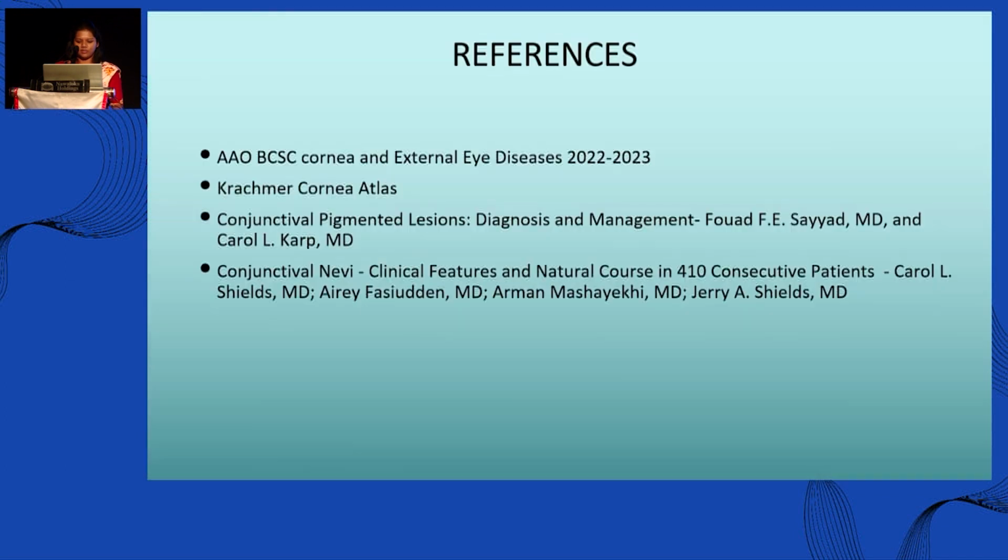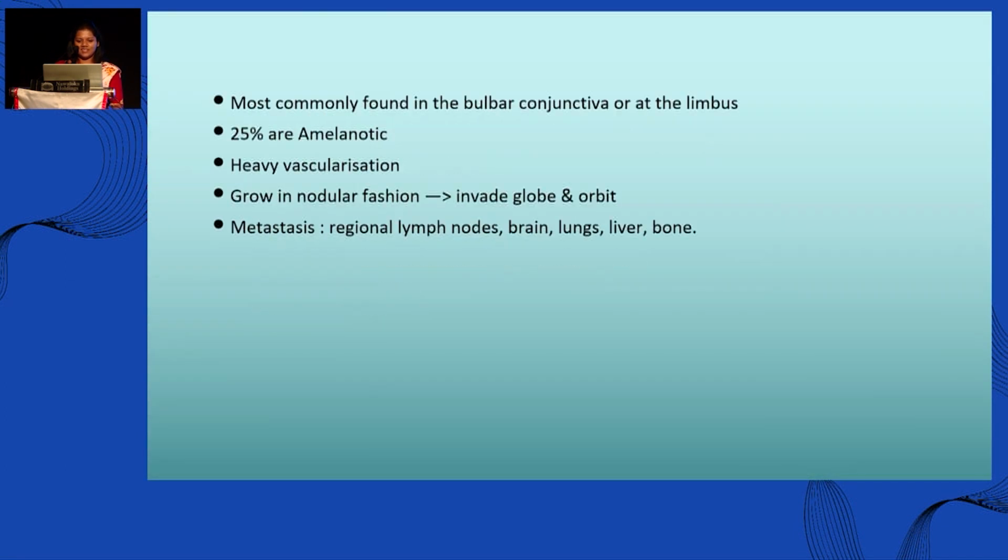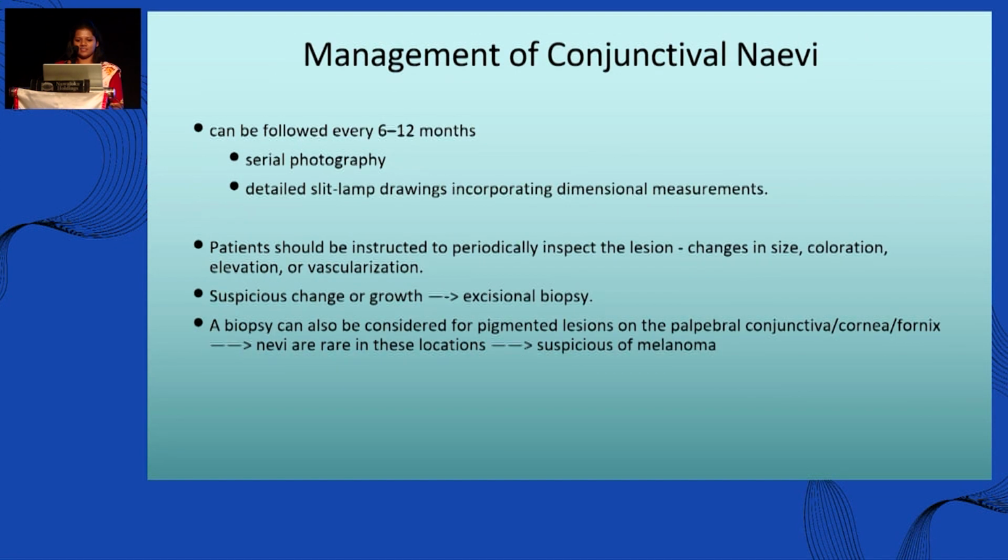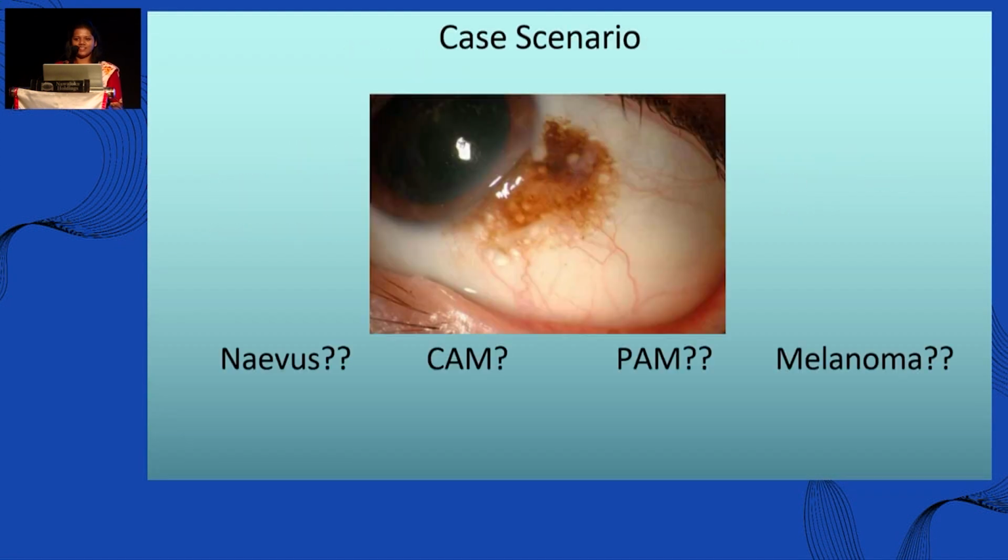So this is a summary of what I said. So lastly, if I go back to the lesion that I showed initially, now I think you can diagnose this lesion. It's showing the characteristic cystic lesions and is well circumscribed, and it's more towards a conjunctival nevus.